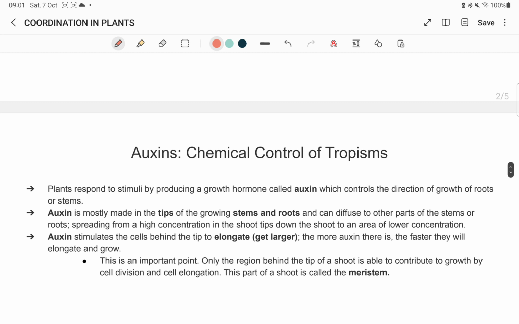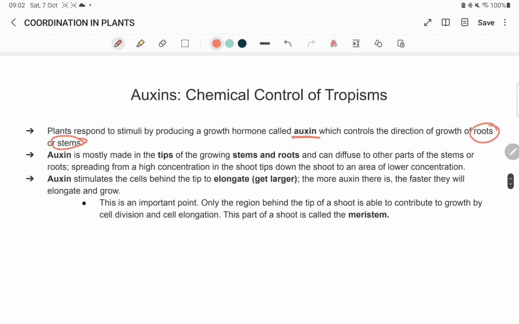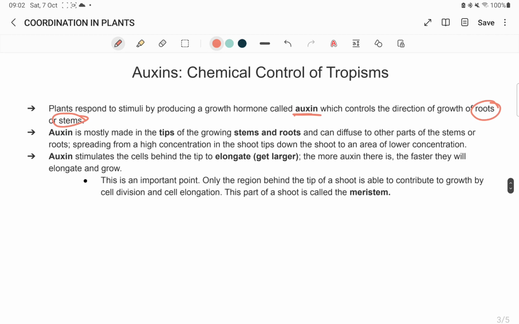Plants respond by producing a growth hormone called auxin, which controls the direction of growth of the roots or the stem. So auxins mostly are produced at the tips of the stems and the shoot, and then they diffuse from the high concentration area of the tips to other parts of the stems and the roots. So auxins have two effects. In the shoots, they cause elongation of the meristematic cells, and in the roots, they inhibit or slow the rate of growth. So we are going to see that later.